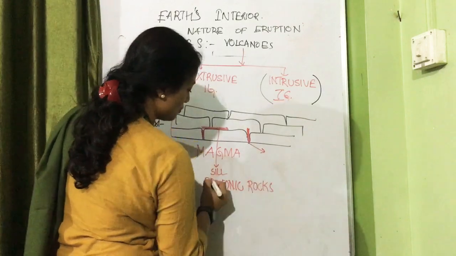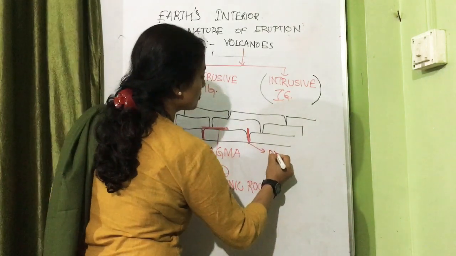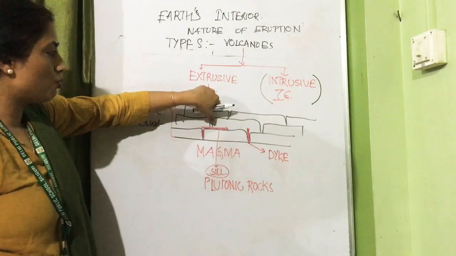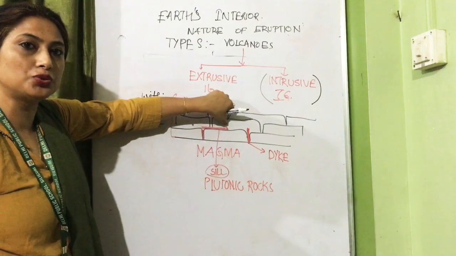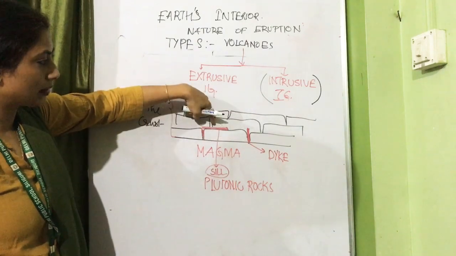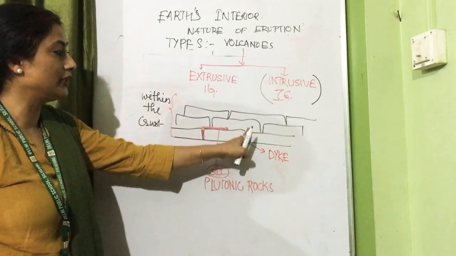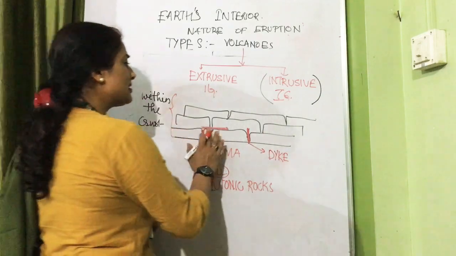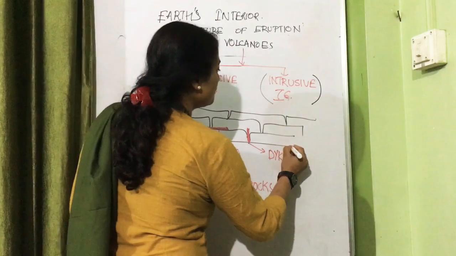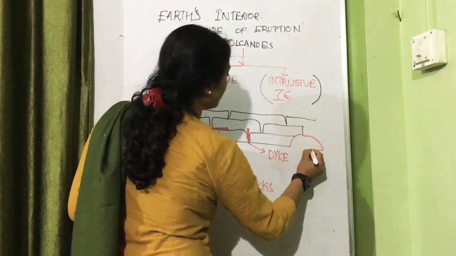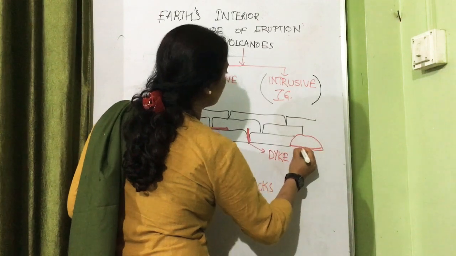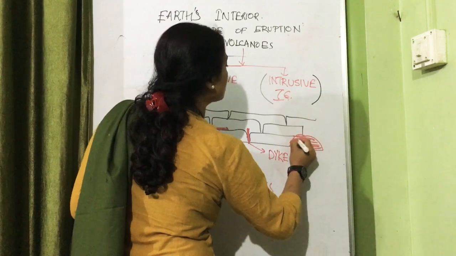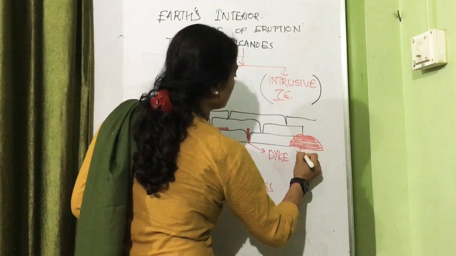If this is a sill, this forms a dike. So you can easily differentiate between the two. One feature is formed horizontally between two layers because of solidification of magma, and the other is solidified in between two layers but vertically. Besides these two, we also have some features where there is a dome-shaped solidification of magma. This dome-shaped magma which solidifies within the crust is known as a batholith.